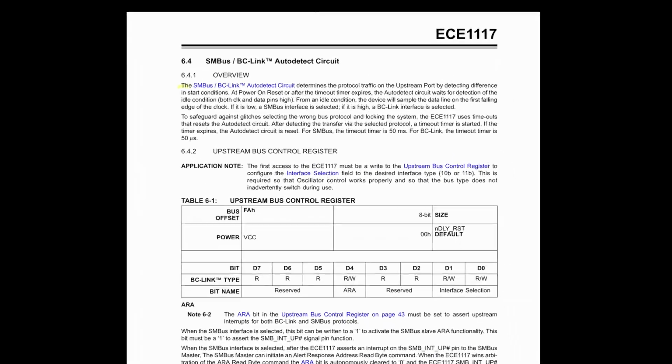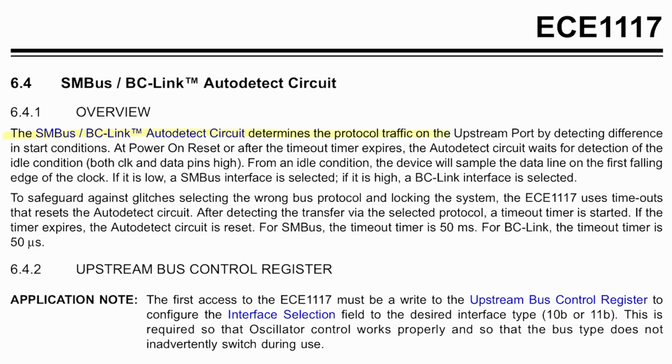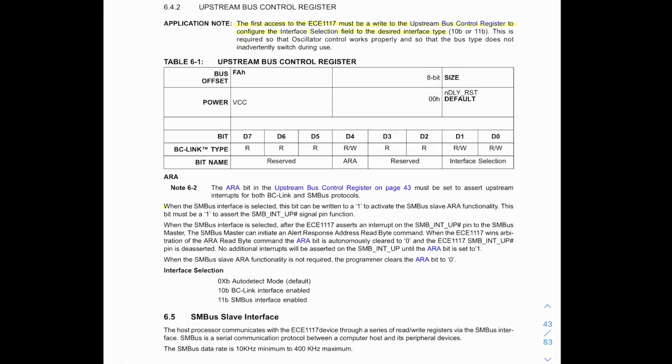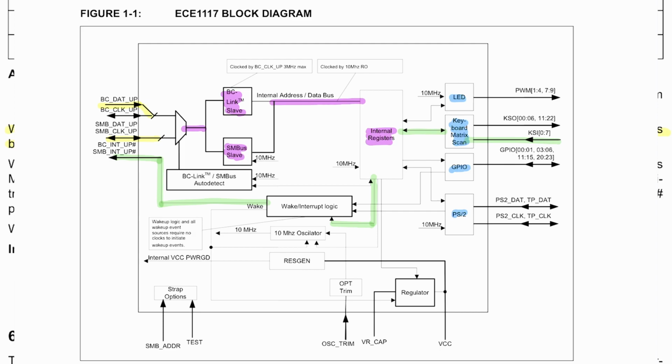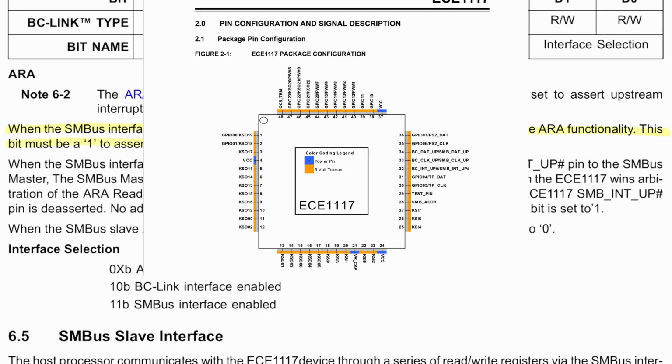Reading the datasheet, it looks like the ECE1117 will automatically detect the protocol we're using by examining the data line on the initial falling edge of the clock, and if it's low, which it naturally is in the SMBus protocol, then it's going to use SMBus. After this initial auto detect, we can set the configuration in the upstream bus control register along with this ARA bit, which helps assert ARA functionality, enabling the ECE1117 to send an interrupt command on the SMB interrupt pin. We should be able to intercept that command on our microcontroller and then do something with it.